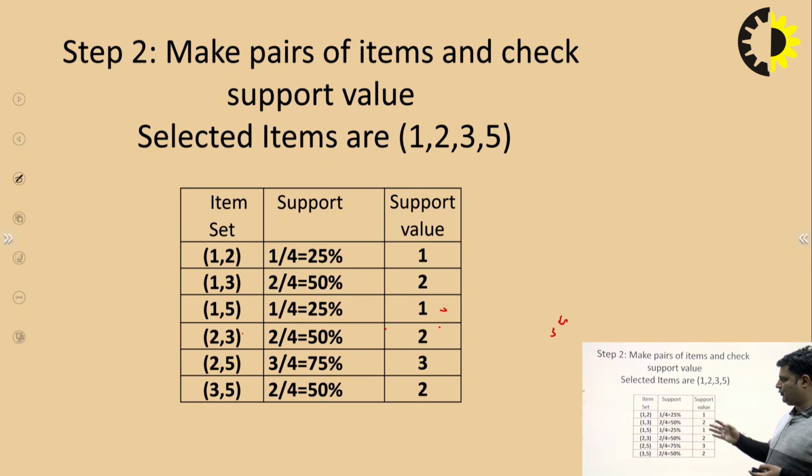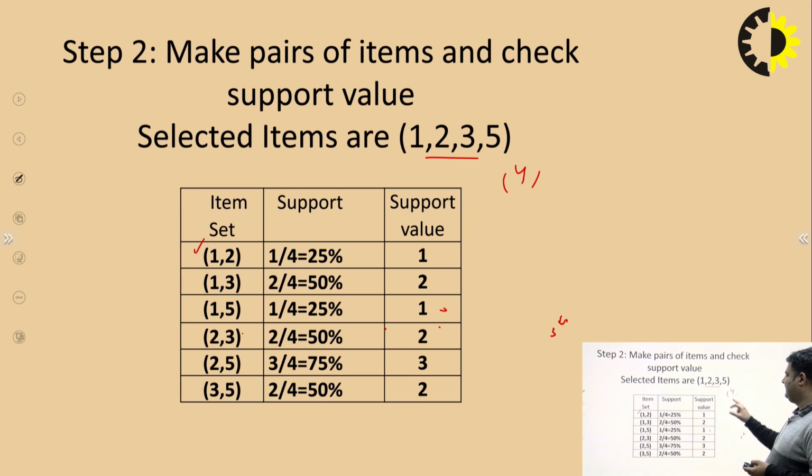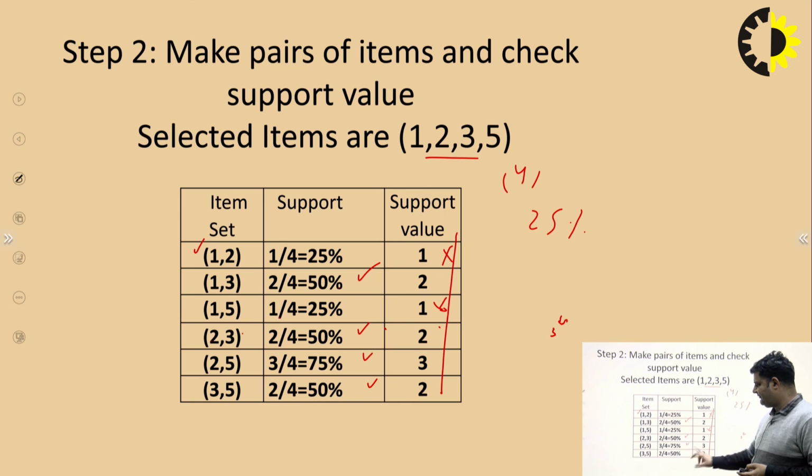In step number 2, we try to make the pairs. We remove the 4 from here because the value is less than 50%. Then we use pairs of the elements. Again we count the support value and we discard some pairs again. And we simply take only this pair and this one.